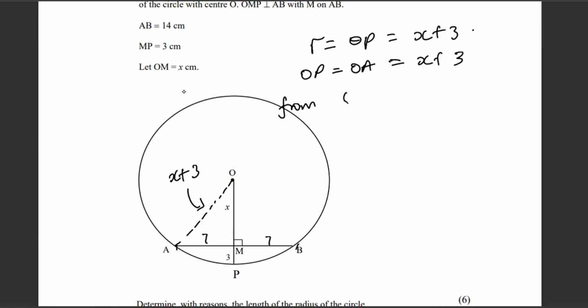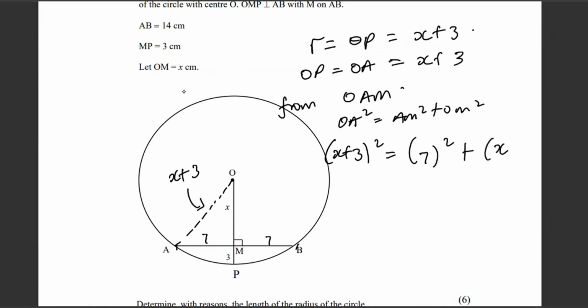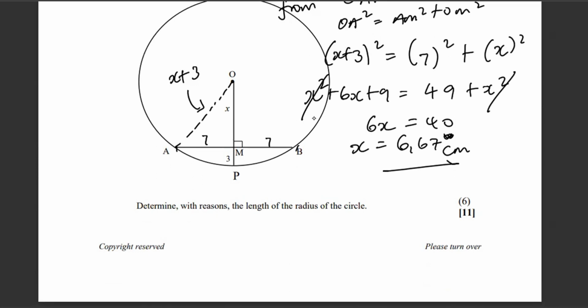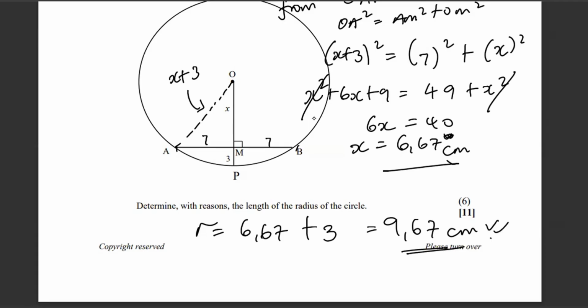Then from the triangle OAM, we're going to use the Pythagoras. So OA squared should give us the AM squared plus the OM squared. So (x plus 3) squared should give us the AM, which is 7 squared, plus the OM, which is just x squared. We open this up, it's x squared plus 6x plus 9, equals 49 plus x squared. So this x squared cancels the x squared, move the 9 to that side, 6x becomes 40. And then we're going to divide both sides by 6. So meaning that our x is 6,67, not degrees, but centimeters. But the question is asking for the radius. So our radius is going to be 6,67 plus the 3, which gives us 9,67 centimeters. So that is how we would have obtained the 6 marks for that question.